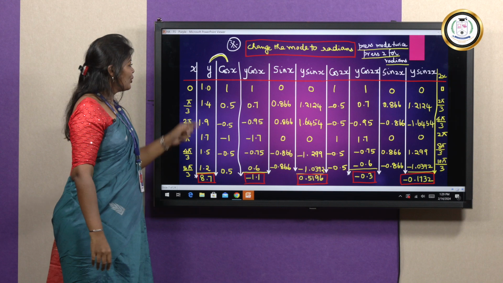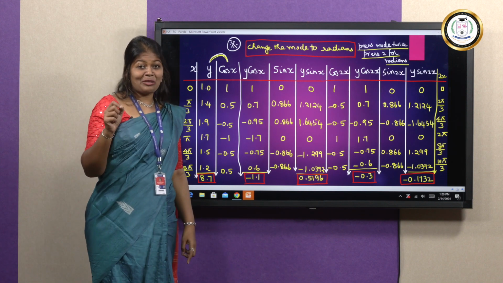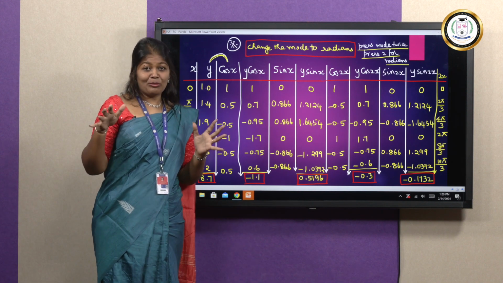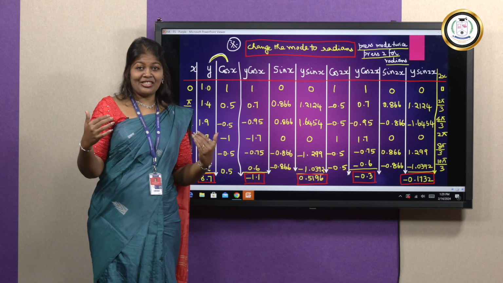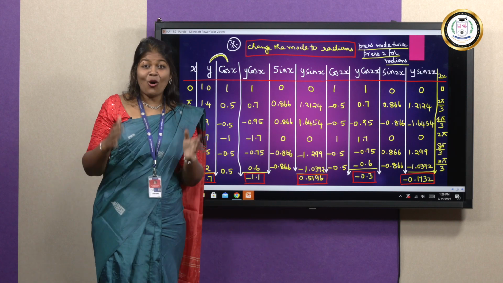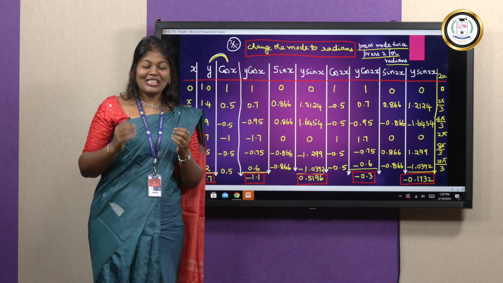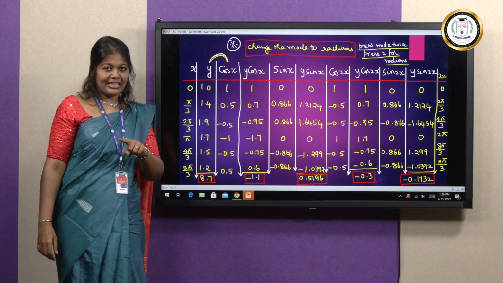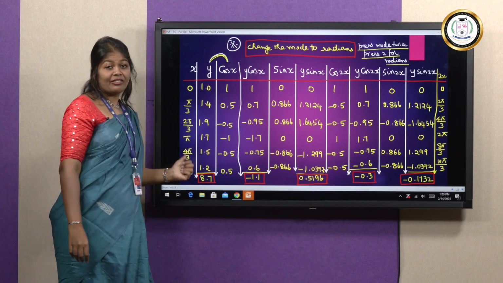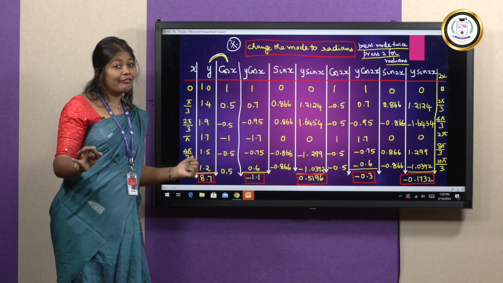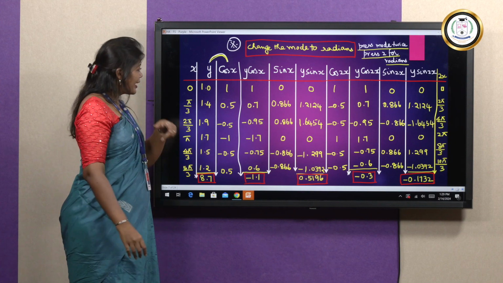Once you do that, you can find the values. Why I'm stressing on this is because even if you don't change the mode to radians and start with the calculations, you will get beautiful values, but they will all be wrong. So this is really important. Change the mode to radians before you begin, because the values of x are given in pi and by default it will be in degrees.